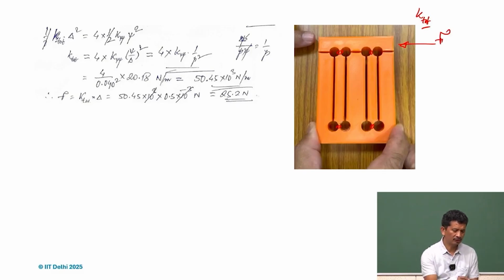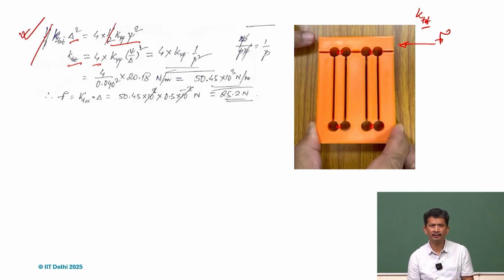So we can use the energy equation. So half K total, that effective stiffness, times delta square, is stored as potential energy in the springs, the individual springs. So there are four times half K psi times psi square. So if we do that, the half gets cancelled, and then K total will be, because all the four are acting in parallel, summed up.